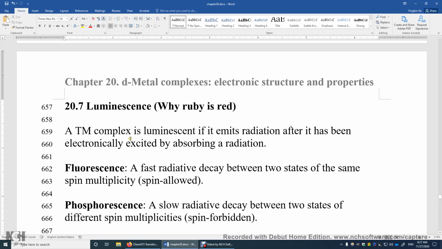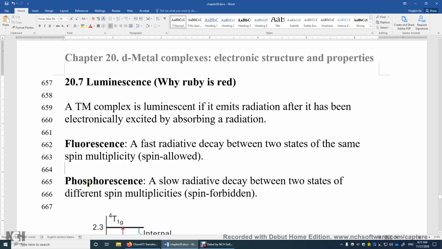There are 2 different types of luminescence: fluorescence and phosphorescence. Fluorescence is a fast radiative decay, meaning light emitting, between 2 states of the same spin multiplicity, and this is spin allowed. That is why it's fast. Phosphorescence is a slow radiative decay between 2 states of different electron spin multiplicities, and that's why this is spin forbidden and very slow.